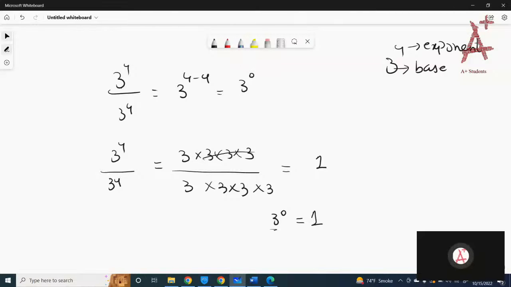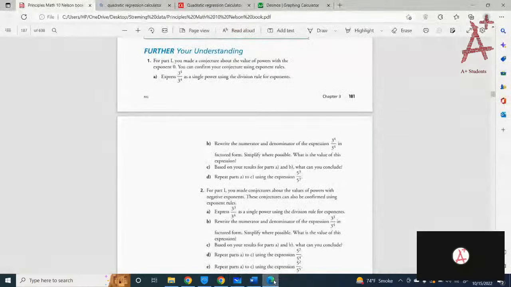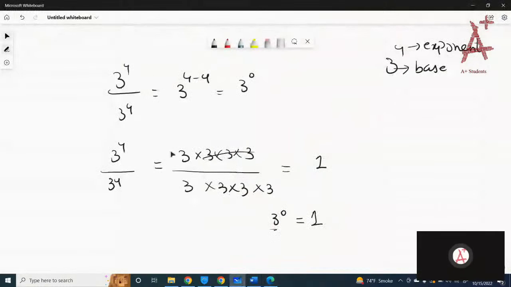Okay, then for the D part, repeat A to C using 5^3 divided by 5^3, and you have to follow the same steps for 5 exponent 3. Got it?